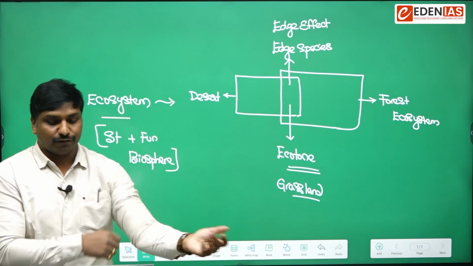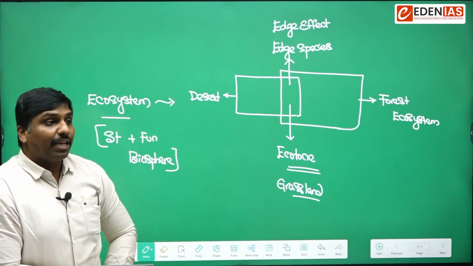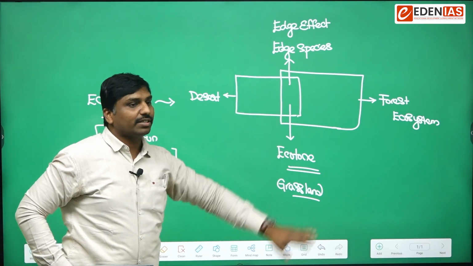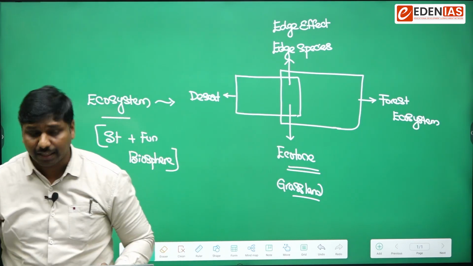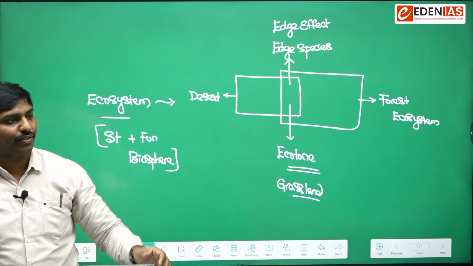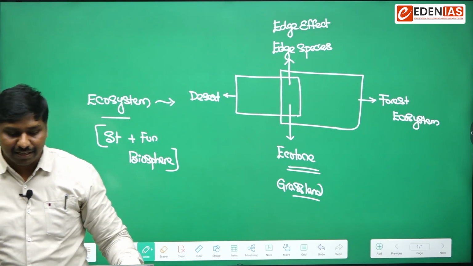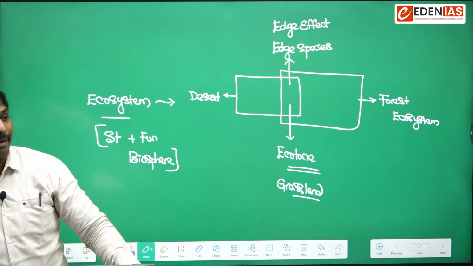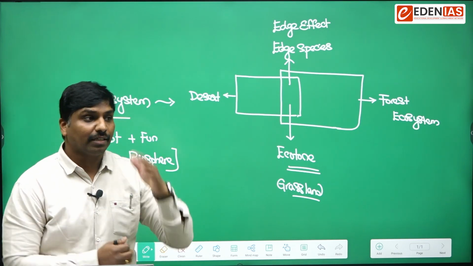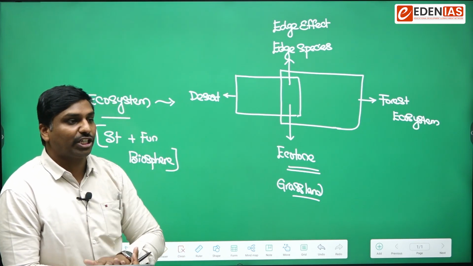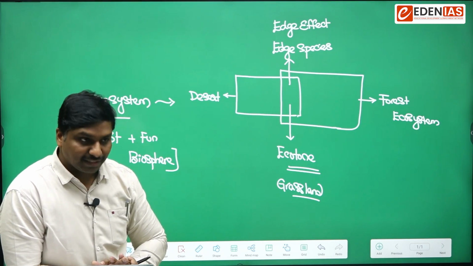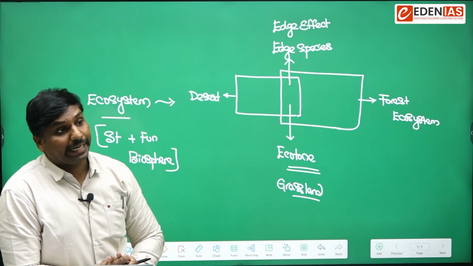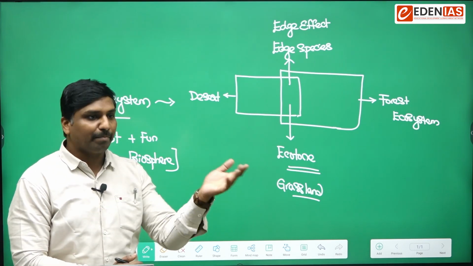Now, can you name any other ecotones? Grassland is an ecotone between desert ecosystem and forest ecosystem. Likewise, can you name any other ecotones? Wetlands? Yes, mangrove. Mangrove is one example. So mangrove is an ecotone between which ecosystems? Yes, it is terrestrial as well as marine ecosystems. Terrestrial ecosystem, marine ecosystem.